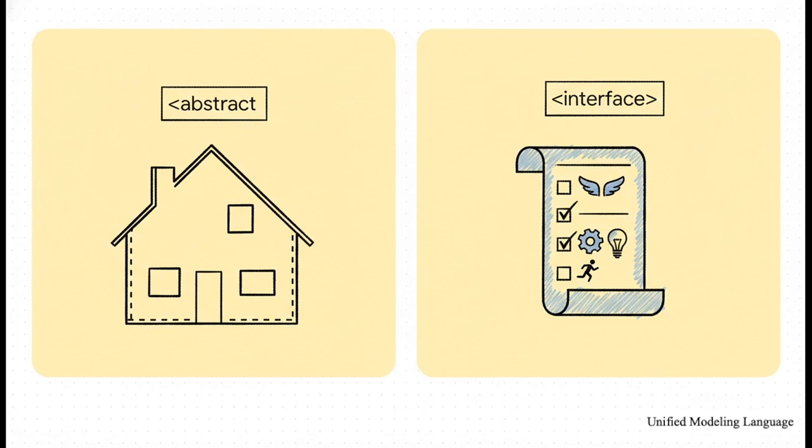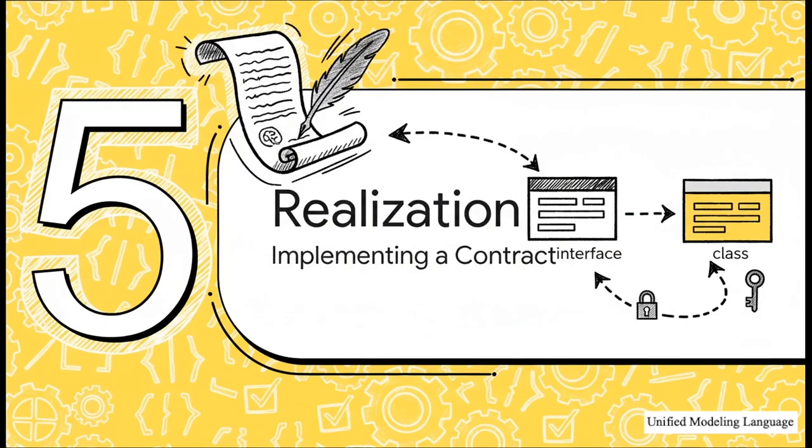An interface is even more conceptual. It's a pure contract. It doesn't give you any of the building blocks. It just says, hey, if you use me, you must have these specific actions. So how does a regular class officially sign that contract from an interface? It does it through a relationship we call realization. When you see this line on a diagram, it's a promise that the class is going to implement every single method that the interface defined.